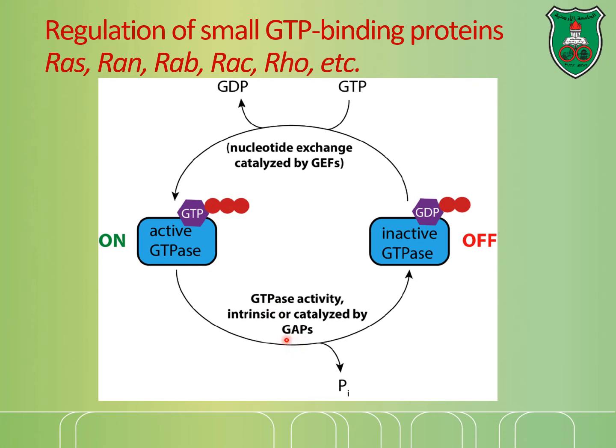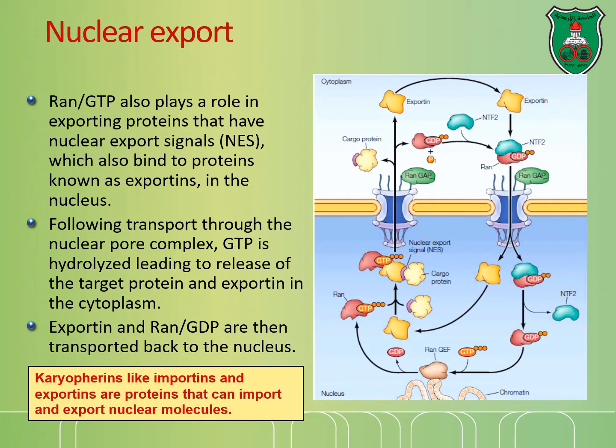Okay, so once you have the protein bound to GDP, it's now inactive, and you have to exchange GDP for GTP. So remember how these proteins function. RAN also plays a role in exporting proteins, in getting proteins out of the nucleus. So how does it do that?